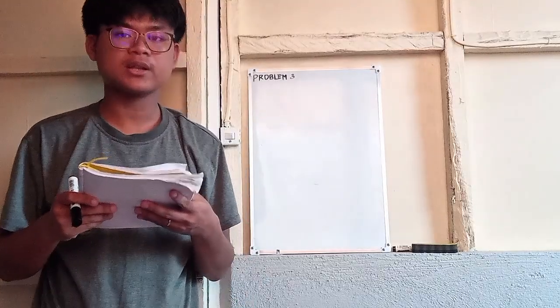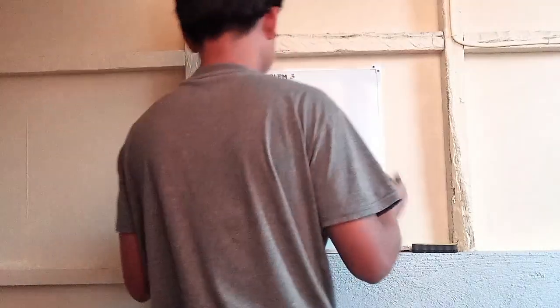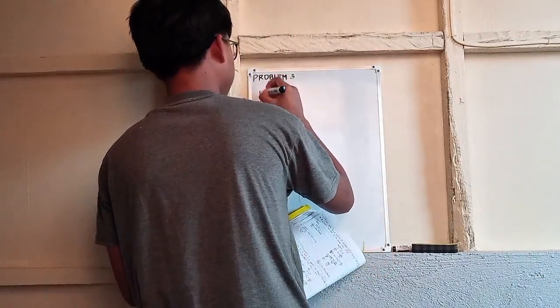So we will proceed to problem number 3. A cube is contracting at a rate of 2 feet cube per second. What is the rate at which the edges are changing when each edge is 5 feet? So first we will draw a cube.